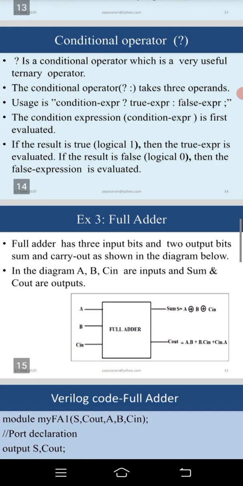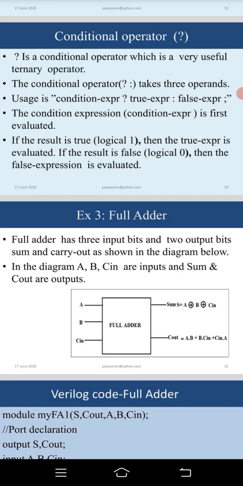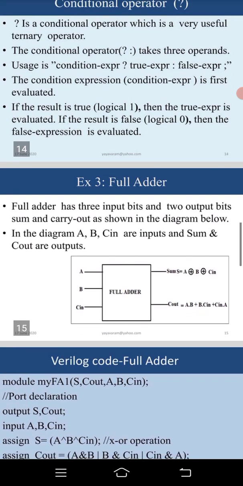Example number 3, full adder. A full adder has 3 input bits and 2 output bits, sum and carry out, as shown in the diagram below. In the diagram, A, B, and C in are inputs and sum, C out are outputs. So this is the diagram.